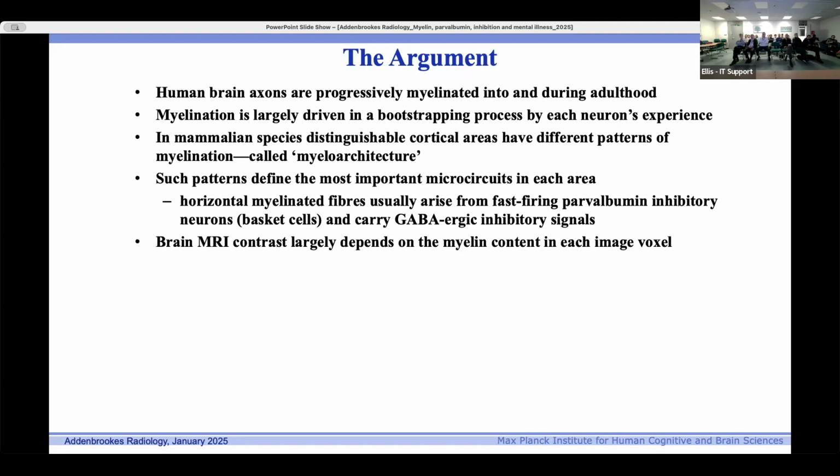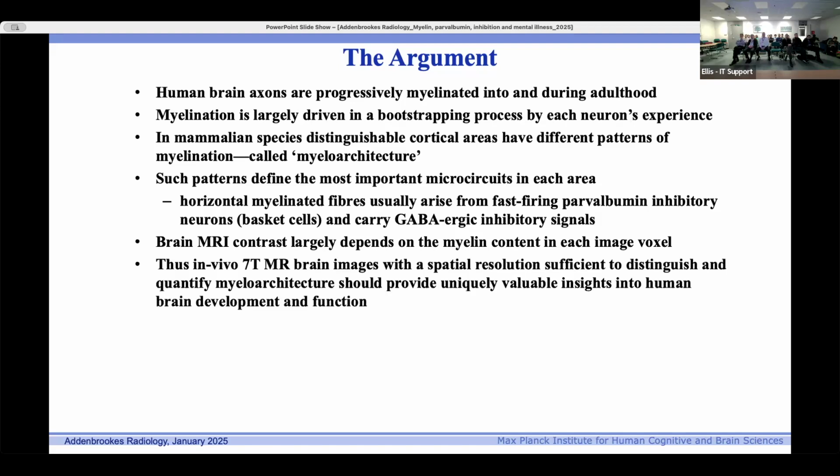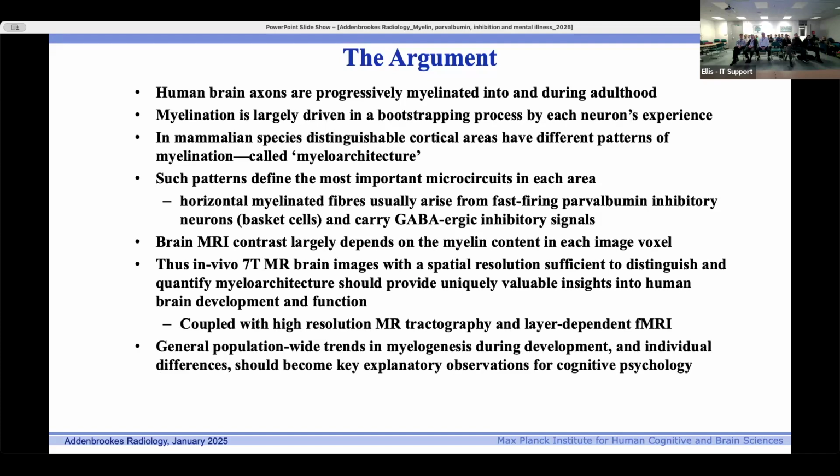Brain MRI contrast largely depends on the myelin content in each voxel. Thus, in vivo, high field MR brain images with spatial resolution sufficient to distinguish and quantify myeloarchitecture should provide uniquely valuable insights into human brain development and function, coupled with high-resolution MR tractography and line-dependent MRI. General population-wide trends in myelogenesis during development and individual differences should become key explanatory observations for cognitive psychology and the basis of empirical biomarkers in psychiatric disorders.